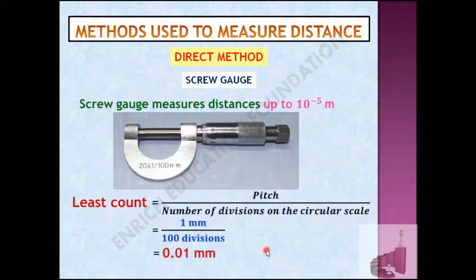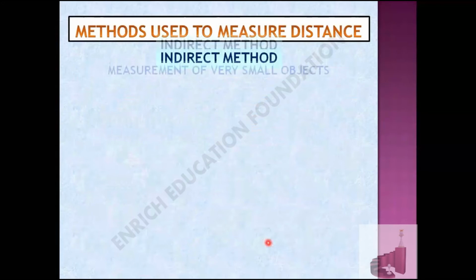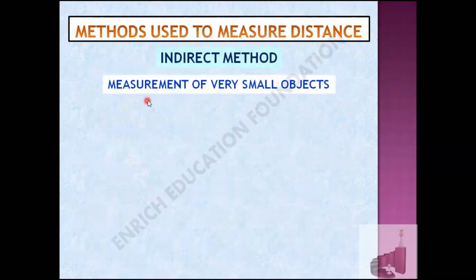So till now we have seen the direct ways of measuring distances. The first method is the usage of the meter scale. The second method is with the help of the vernier calipers or the screw gauge. Next we are going to see the indirect ways of measuring distances. That is, the indirect method is used if the distance is found to be of a very small value or of a very large value.